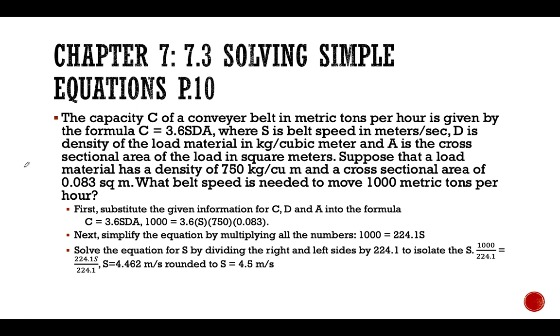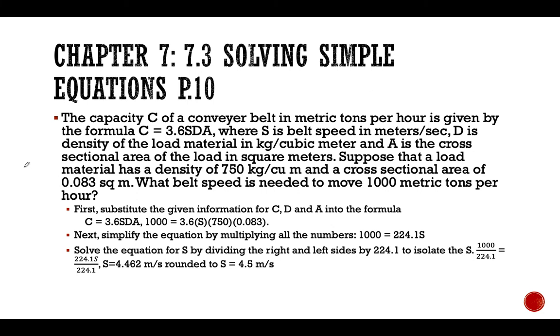1,000 equals 224.1 S. To solve the equation for S, we have to divide the right and left sides by 224.1 to isolate the S. 1,000 divided by 224.1 equals 224.1 S divided by 224.1. We can cancel the 224.1 in the top and bottom of the fraction on the right side.